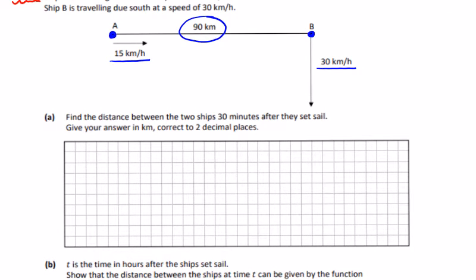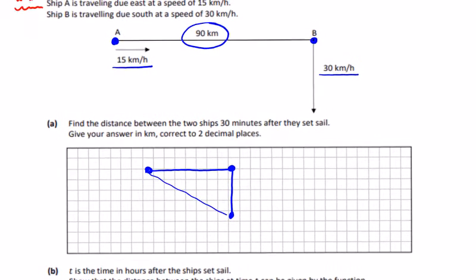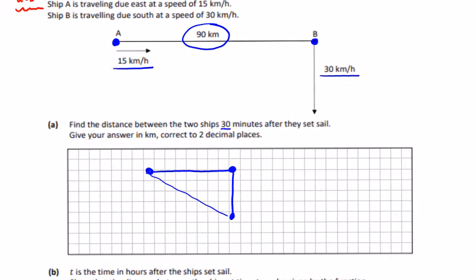Well, 30 minutes after they set sail, A is going to be closer to where B was, and B is going to be going south in this direction. So this was 90. What is it now? A is going at 15 kilometers an hour, so in 30 minutes, A has gone 7.5. So this is now 82.5. B is going at 30 kilometers an hour, and in half an hour, 15 km. So this is 15 km.